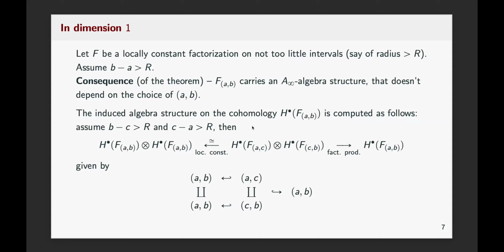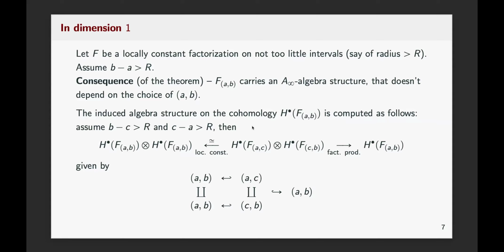Well, no, yeah, there's a discrepancy here. So the consequence, as we have said before, we know that it gives an E1 algebra in complexes. So in this case, that's an A infinity algebra. So it says that the value of our factorization algebra on any big enough open interval is going to be equipped with an A infinity algebra structure. And up to homotopy, this A infinity algebra structure does not depend on the choice of the interval AB as soon as B minus A is big enough.